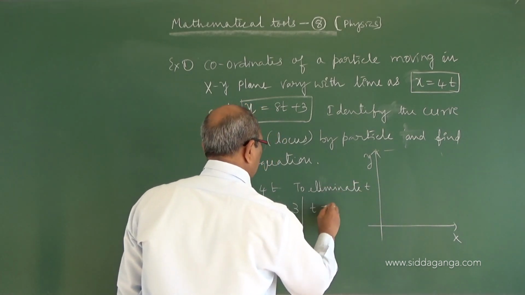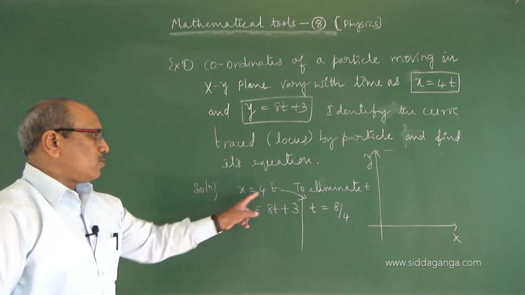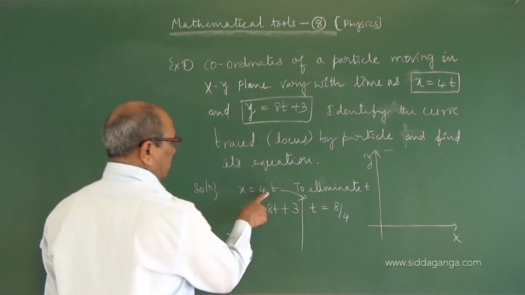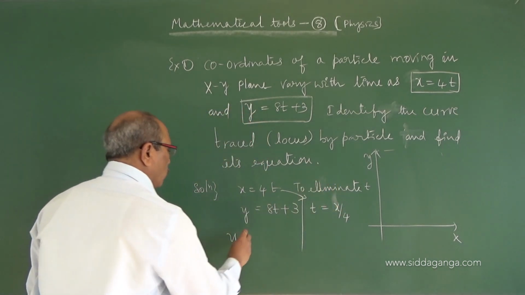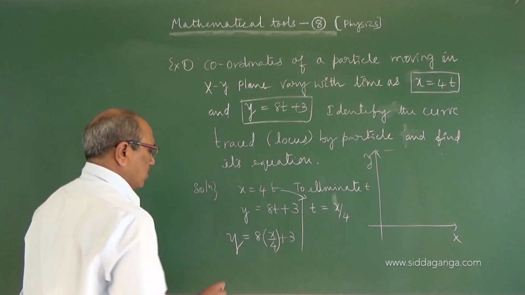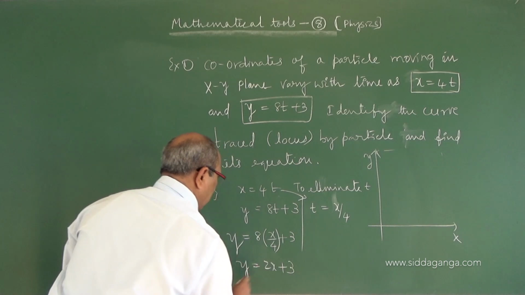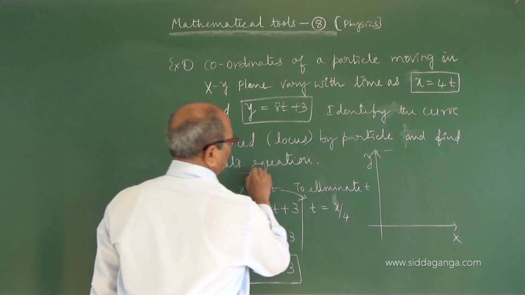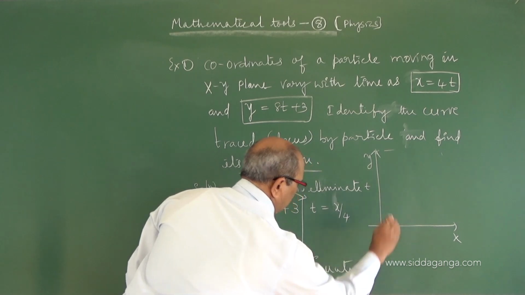To eliminate t, from the first equation t is equal to x by 4, not 8 by 4, x by 4. So substitute here: y is equal to 8 into x by 4 plus 3, or y is equal to 2x plus 3. This is the necessary equation we got.